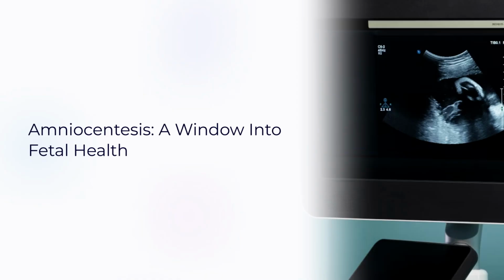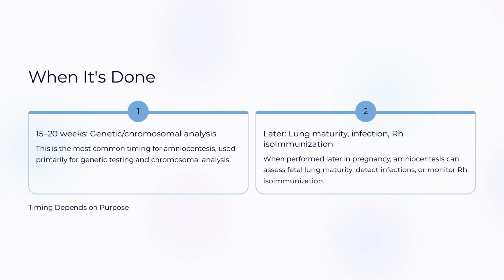Amniocentesis is a diagnostic procedure where amniotic fluid is sampled to evaluate fetal genetics, infection, and maturity. It's typically done in the 2nd or 3rd trimester, depending on the purpose. When done between 15 and 20 weeks, amniocentesis checks for chromosomal and neural tube defects. Later in pregnancy, it can assess for lung maturity, fetal infection, or complications from Rh incompatibility.